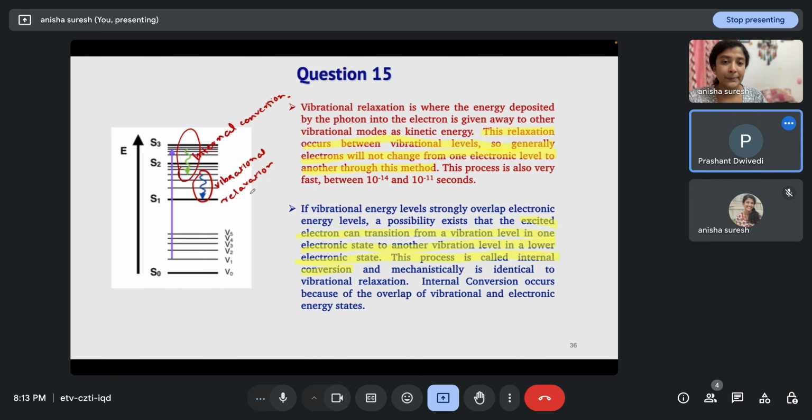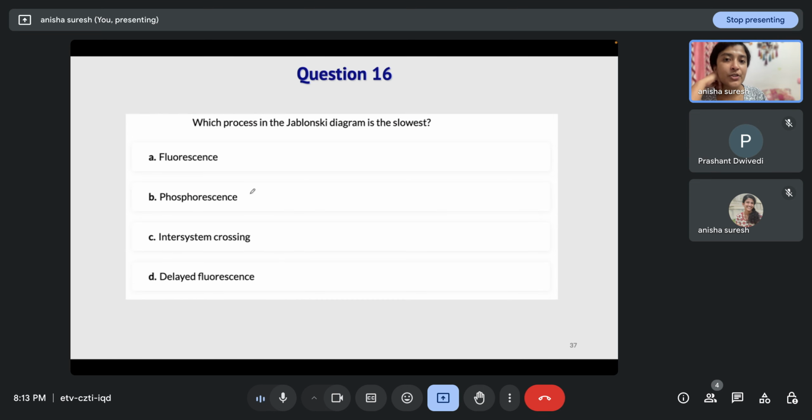Okay. Now coming to the next question. Which process in the Jablonski diagram is the slowest: fluorescence, phosphorescence, intersystem crossing, or delayed fluorescence? Delayed fluorescence. Delayed fluorescence takes place in a range of microseconds, that is 10 power minus 6 seconds. Okay?